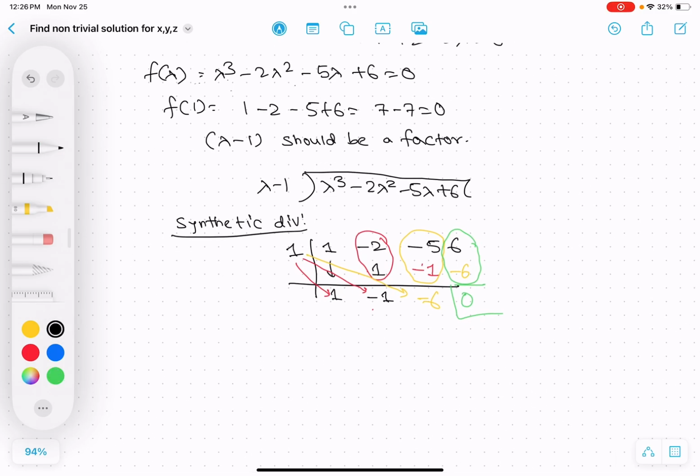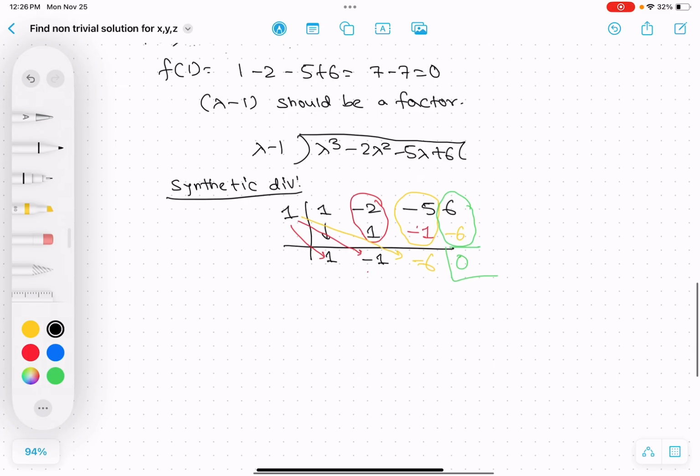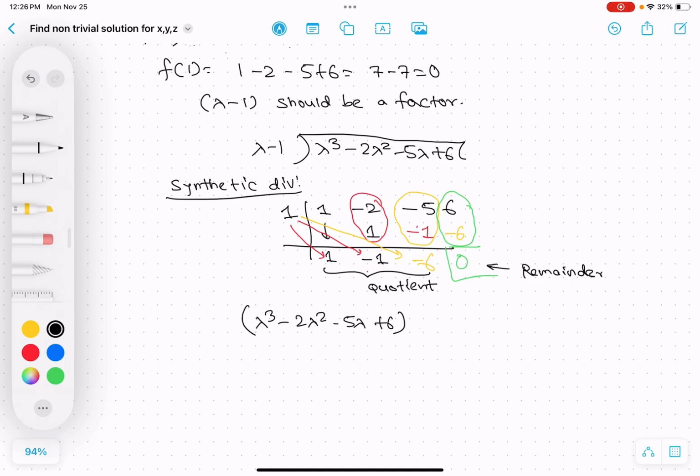I mean, there's no remainder in the division. So now this is our quotient, and this is our remainder. I don't know how to pronounce this, but I guess it doesn't matter. The quotient is lambda minus 1, lambda square minus lambda minus 6, right?